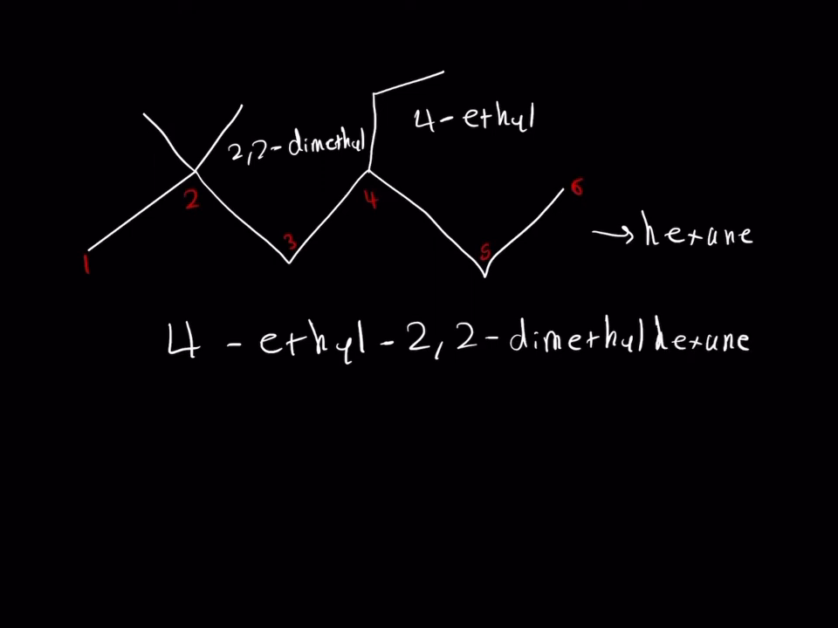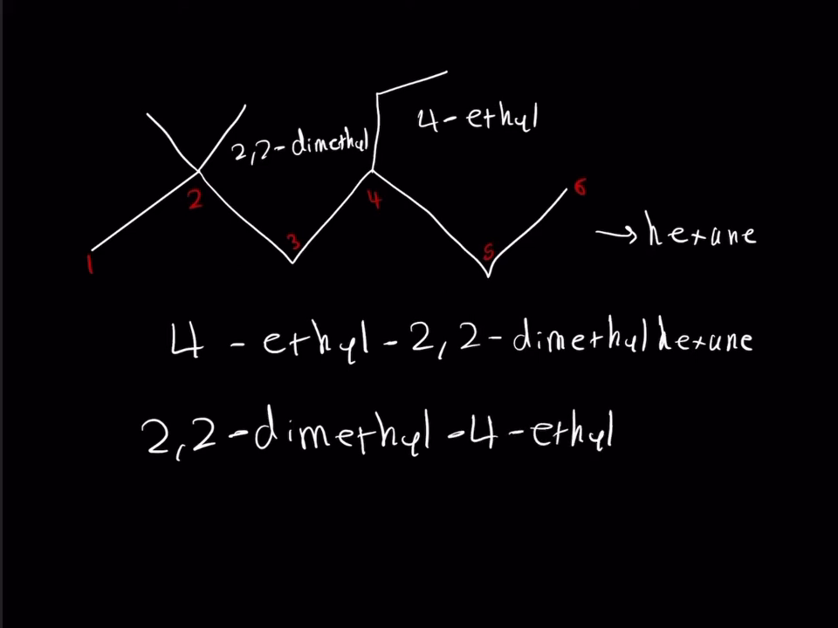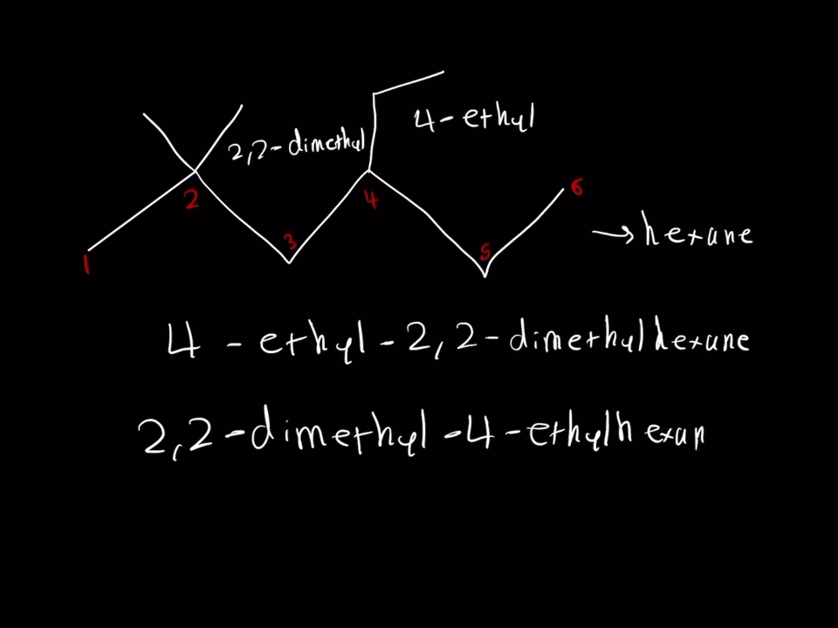But you'd say to yourself, hold on, D comes before E in the alphabet, and you'd be correct. So what if we write it as 2,2-dimethyl and then 4-ethyl hexane? What if we do this? Do we take into account the prefix di when we want to write this in alphabetical order?